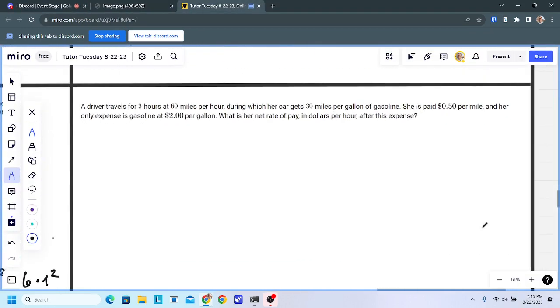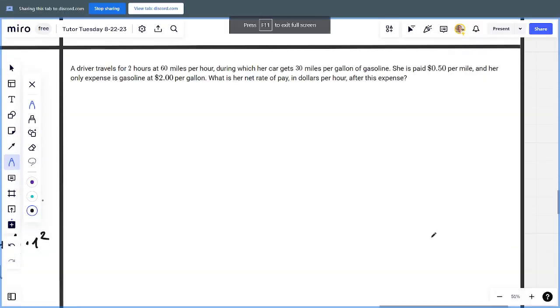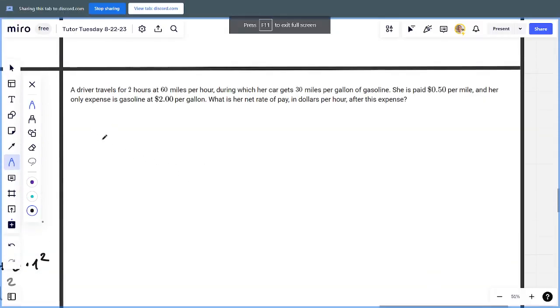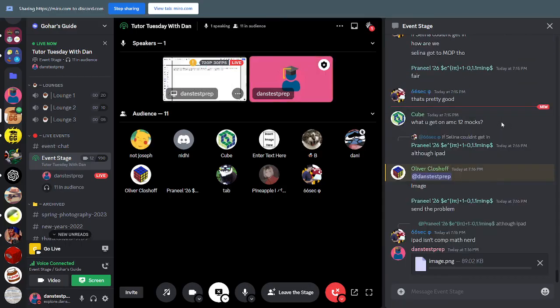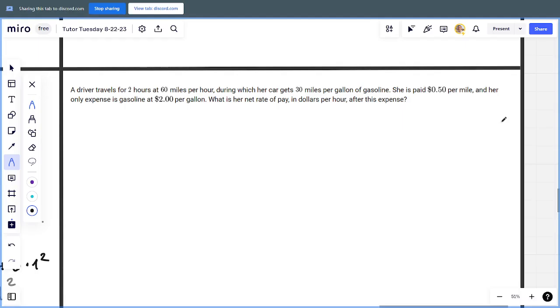I have one more AMC math problem. Hopefully this one isn't going to be too difficult. A driver travels for 2 hours at 60 miles per hour, during which her car gets 30 miles per gallon of gasoline. She's paid at 50 cents per mile, and her only expense is gasoline at $2 per gallon. What is her net rate of pay in dollars per hour after this expense? This sounds similar to the SAT actually. Maybe a little dimensional analysis problem.